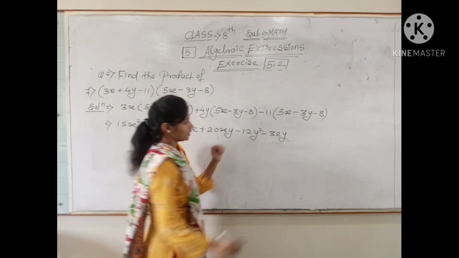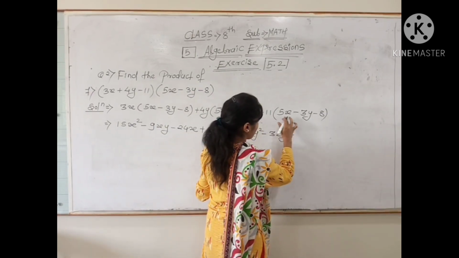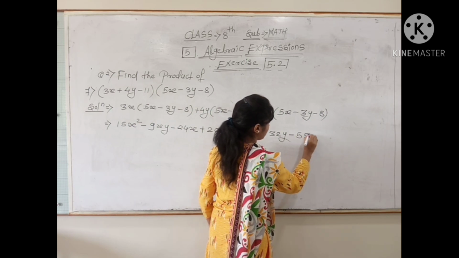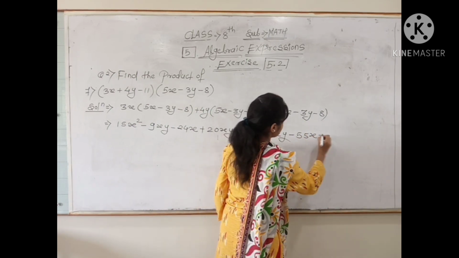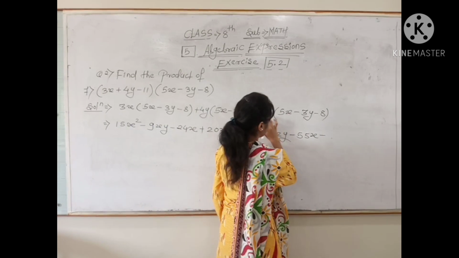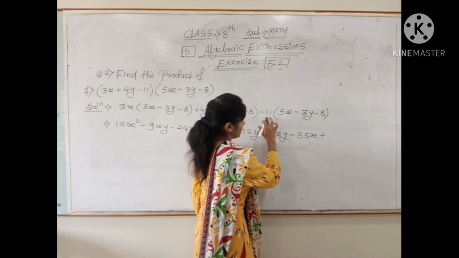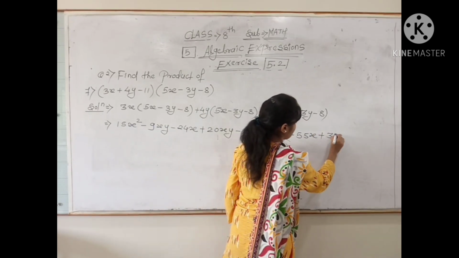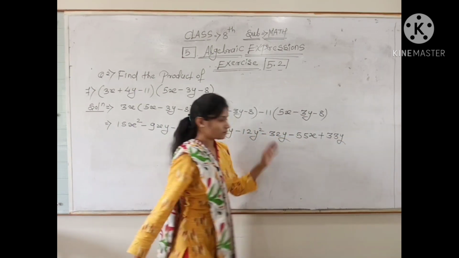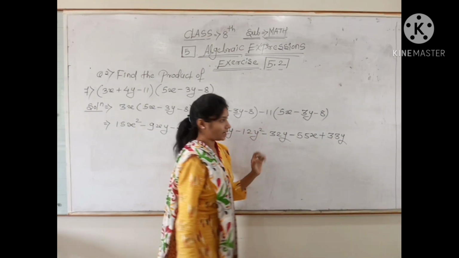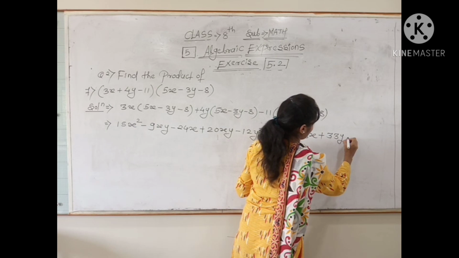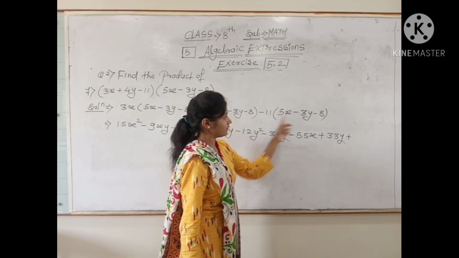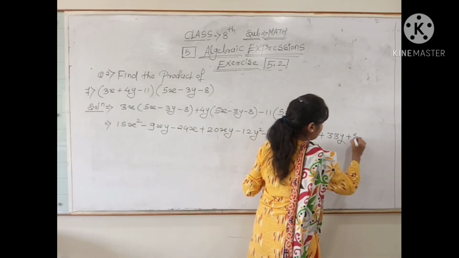4y multiplied by minus 8 is what? Minus 32y. Then minus 11 multiplied by 5x is what? Minus 55x. Minus 11 multiplied by minus 3y. Minus minus gets plus. Then 11 3s are 33y. Then again minus minus plus. After that, 11 8s are 88.